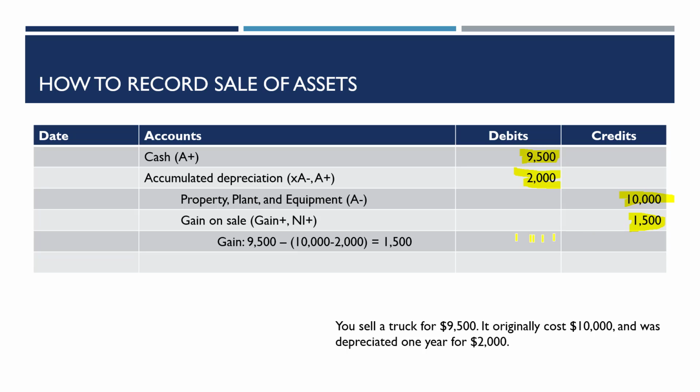Another way to calculate the gain is shown right here. $9,500 minus the book value of $8,000 gives you a gain of $1,500.